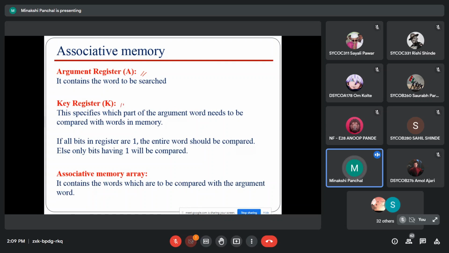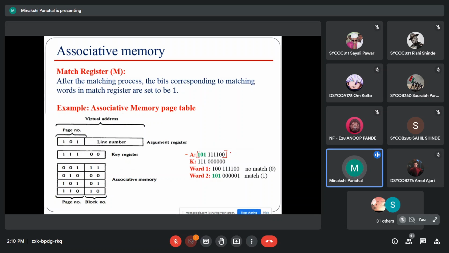Now what is the key register? This specifies which part of the argument word needs to be compared with the words in memory. If all bits in the register are 1, the entire word should be compared, else only bits having 1 will be compared. Try to understand this part. Actually, this is just for masking or unmasking, we will say. Now, this word I want to search. And the key, this is nothing but your key register.